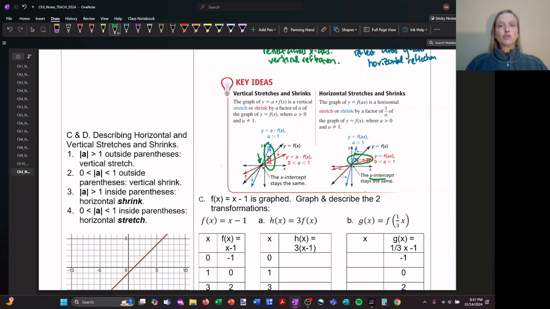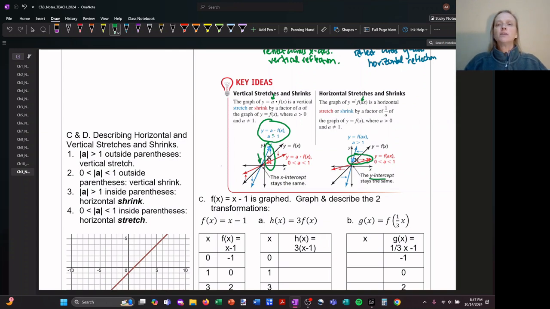So how do you do stretches or shrinks? Notice that there's a multiplication factor involved. That multiplication factor is either outside the parentheses or inside the parentheses. And if a is a value bigger than 1 and it's outside parentheses, that causes a stretch, a vertical stretch. If that a value is less than 1, that causes a shrink, a vertical shrink.